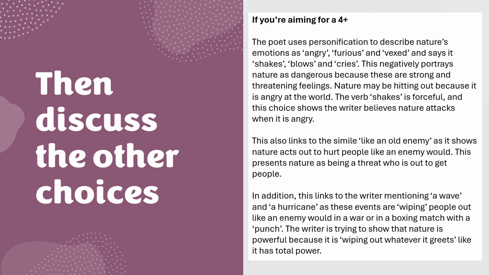This also links to the simile "like an old enemy," as it shows nature acts out to hurt people like an enemy would. This presents nature as being a threat who is out to get people. In addition, this links to the writer mentioning a wave and a hurricane, as these events are wiping people out like an enemy would in a war or in a boxing match with a punch. The writer is trying to show that nature is powerful because it is wiping out whatever it greets like it has total power. So again, they're not just dropping in points and leaving them. They're including a lot of quotations, and that's always really, really good. And it's going to get you much higher marks to do it that way.